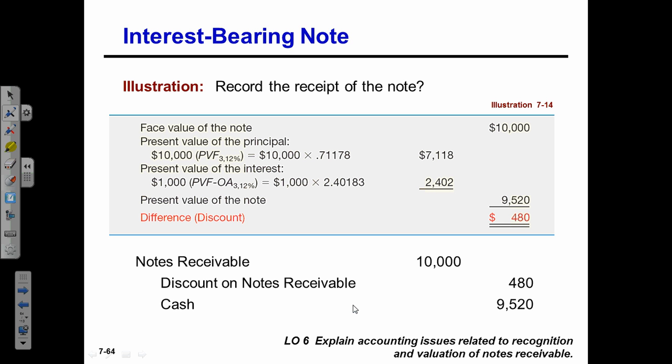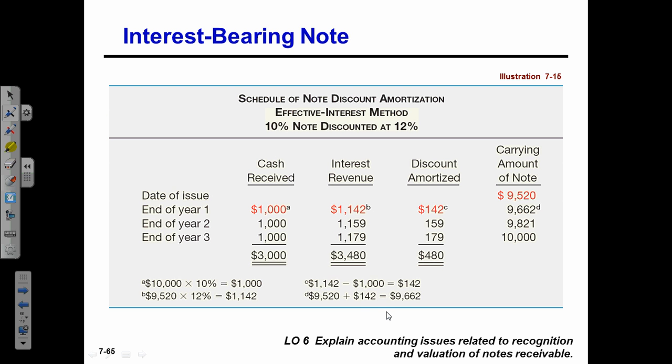So, what's my interest rate going to be? 12%. So I'm going to do an amortization table with that. Okay, here it is, 9520. Now look what happens. I'm getting $1,000 cash coming in each year, right? But I compute my interest revenue, 9520 times what here? 12%, right? So there's the 10% cash flow based on the face amount. There's my interest revenue based on the actual carrying value of the note, right? And the difference between these two is what? 142. What's that? More interest revenue than I received cash.